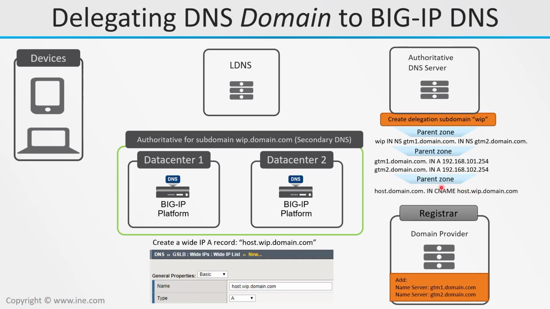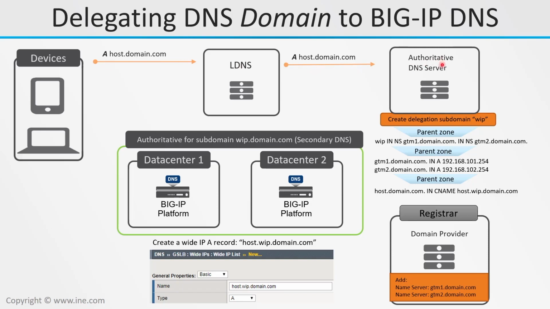Then in the parent zone, we map host.domain.com to host.wip.domain.com. So whenever a request comes in for host.domain.com, it will point to an alias of host.wip.domain.com. Alright, so the traffic flow is: the client sends the A record query to the LDNS for host.domain.com, and it goes to the authoritative DNS server.